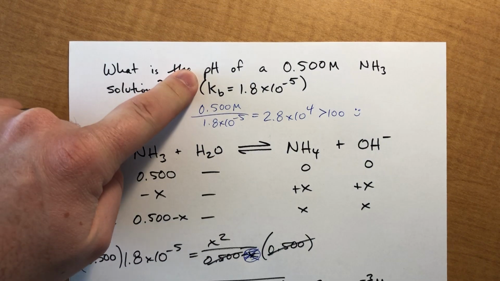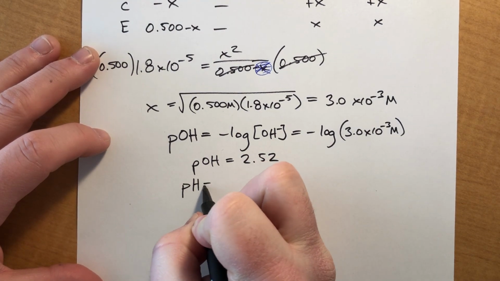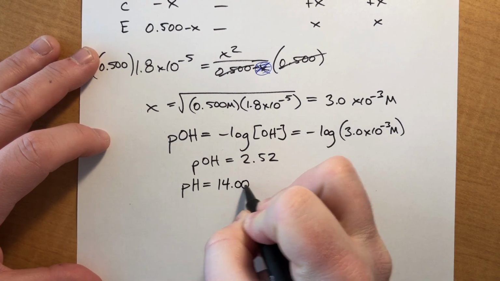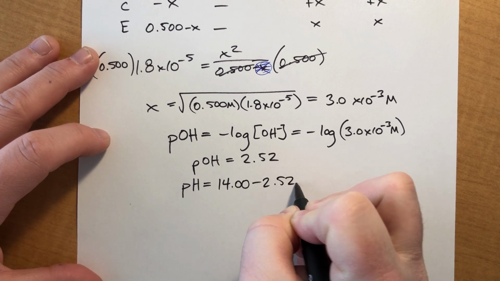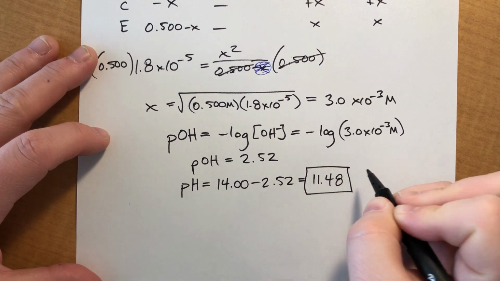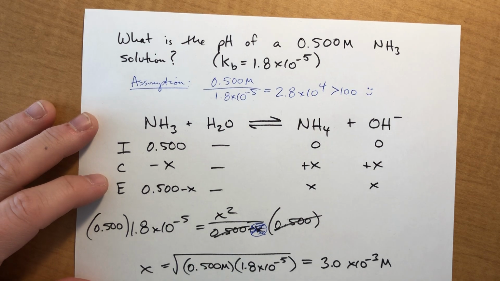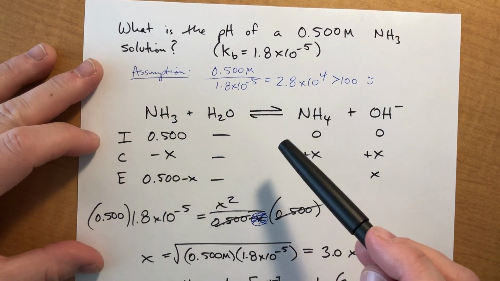Okay, and so the pOH comes out to 2.52. The question asks, what is the pH? To get pH, we take 14 minus the pOH. And I got 11.48, which is above 7, which means that we got a basic solution. Seems completely reasonable here.